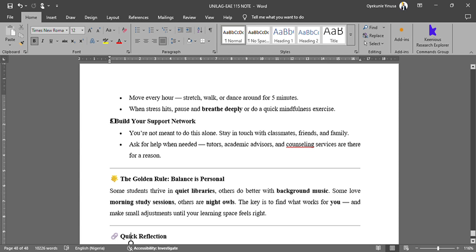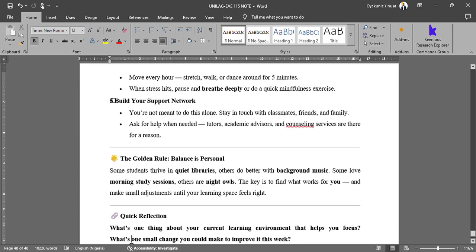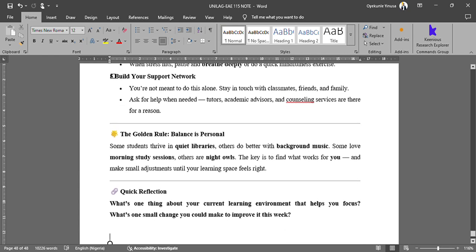Okay, like I said, build a support network. Move with people of like minds. Very, very important. Not everybody can be your friend. Be intentional about who you want to make your friend. So build relationships with people that you can study together with, so that you can achieve academic success. So the golden rule to stay stress-free is balance, balance, balance.